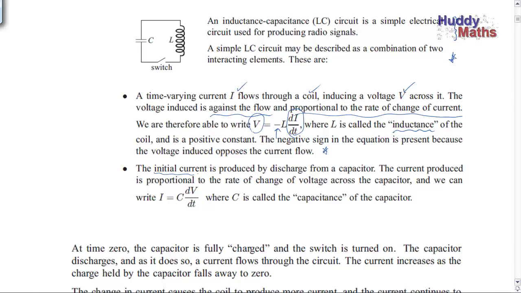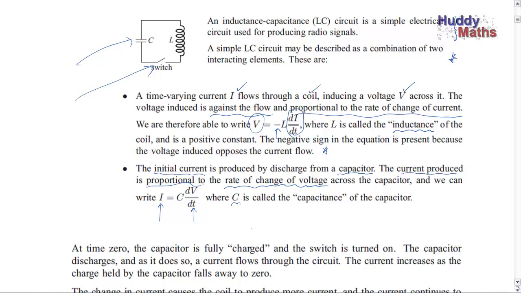So, how do you get the initial current? Well, I don't know whether you know much about capacitors, but they store charge. And so here, when you close the switch in the circuit, that stored charge in the capacitor will flow, and that produces the current in the circuit and your inductance. So here, the current produced is proportional, and here's another rate of change, so that's another differential equation, to the rate of change of voltage across the capacitor. The constant of proportionality C is called the capacitance. It's a property of the size and nature of the capacitor.